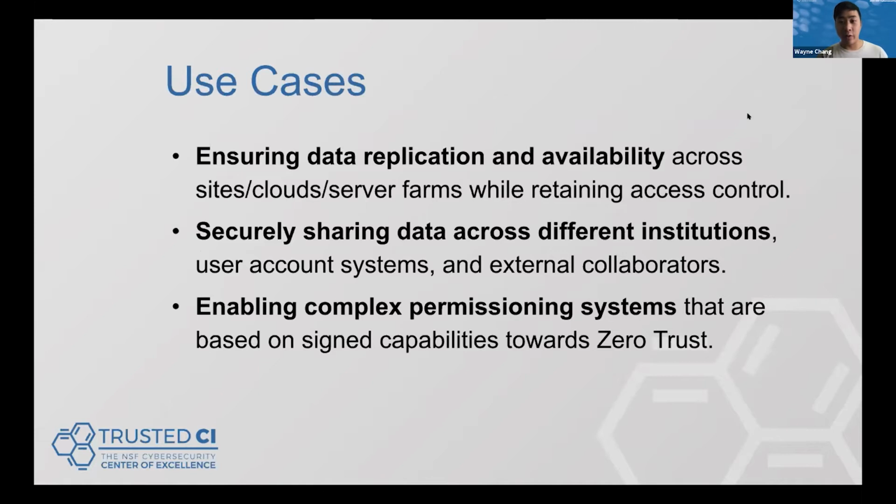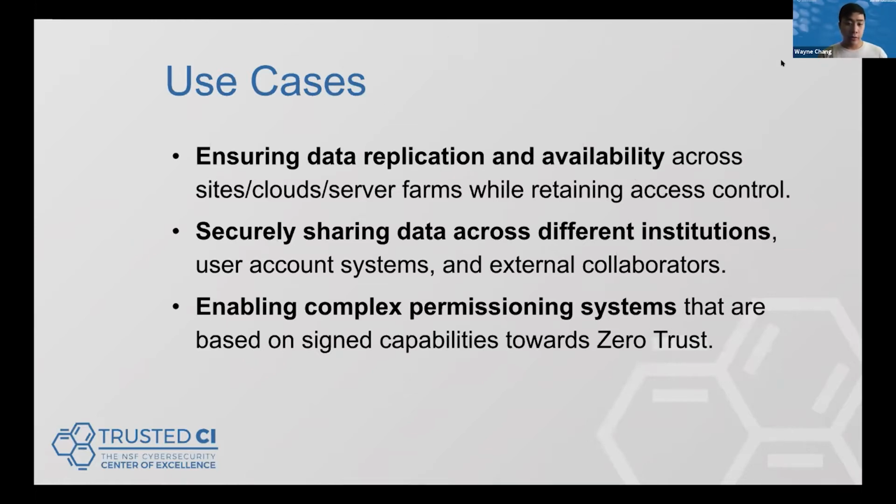Even if you don't control other clouds, if you can get other people to agree to keep certain access policies, there's no reason why we can't keep those access policies consistent. Being able to securely share data across different institutions, even if they're on different user account systems. Some legacy systems don't even base it on email. So how do you share data to people on that? Data sets, programs, build artifacts, and even external collaborators who are outside of university or institution ecosystems.